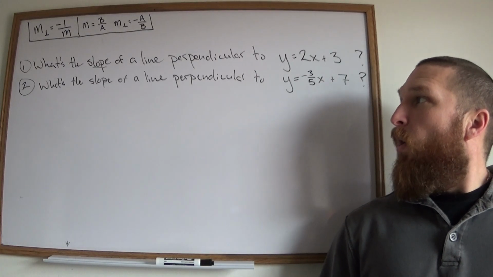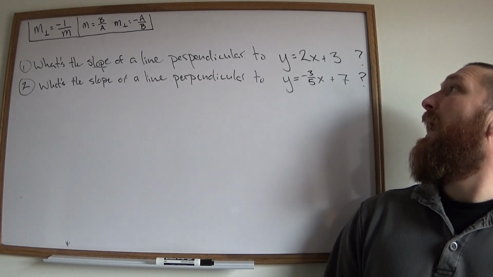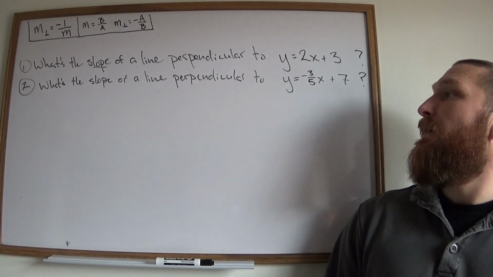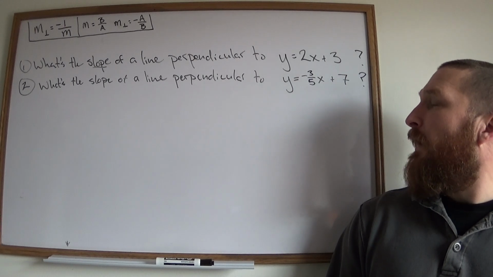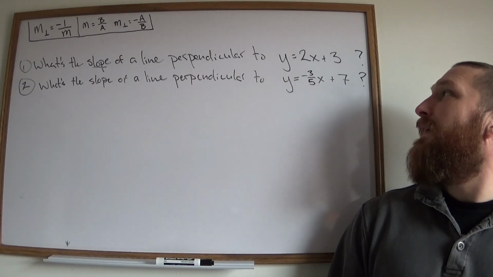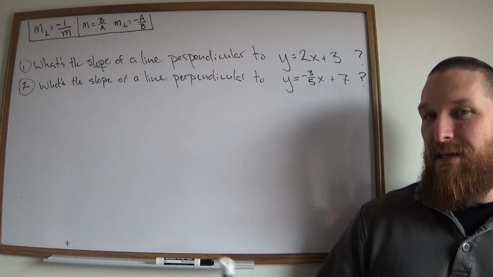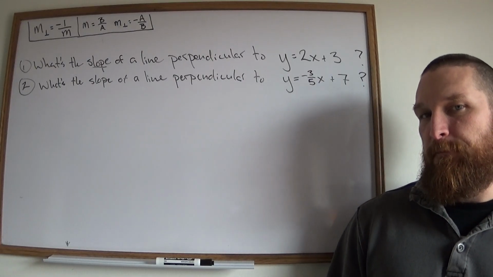It says, what's the slope of a line perpendicular to y equals 2x plus 3? And the next one is, what's the slope of a line perpendicular to y equals negative 3/5 x plus 7? Pause the video and see if you could figure these out on your own.